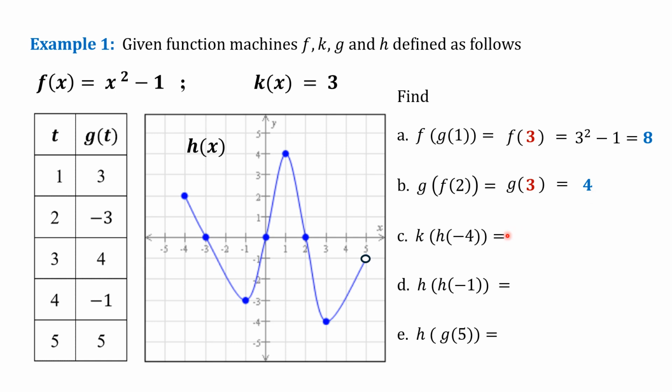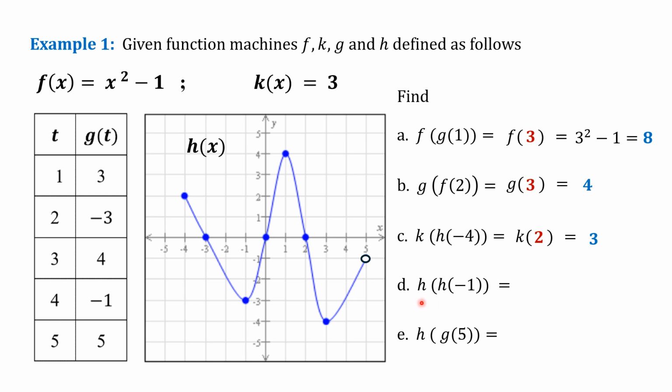Next is k of h of negative 4. The innermost function is h of negative 4. So we will base on the graph of h. When x is negative 4, the y value is equal to 2. So h of negative 4 is 2. Then let us evaluate k of 2. K of 2 is this constant function. For every x, the output is always 3. So k of 2 is equal to 3. So the composition k of h of negative 4 is equal to 3.